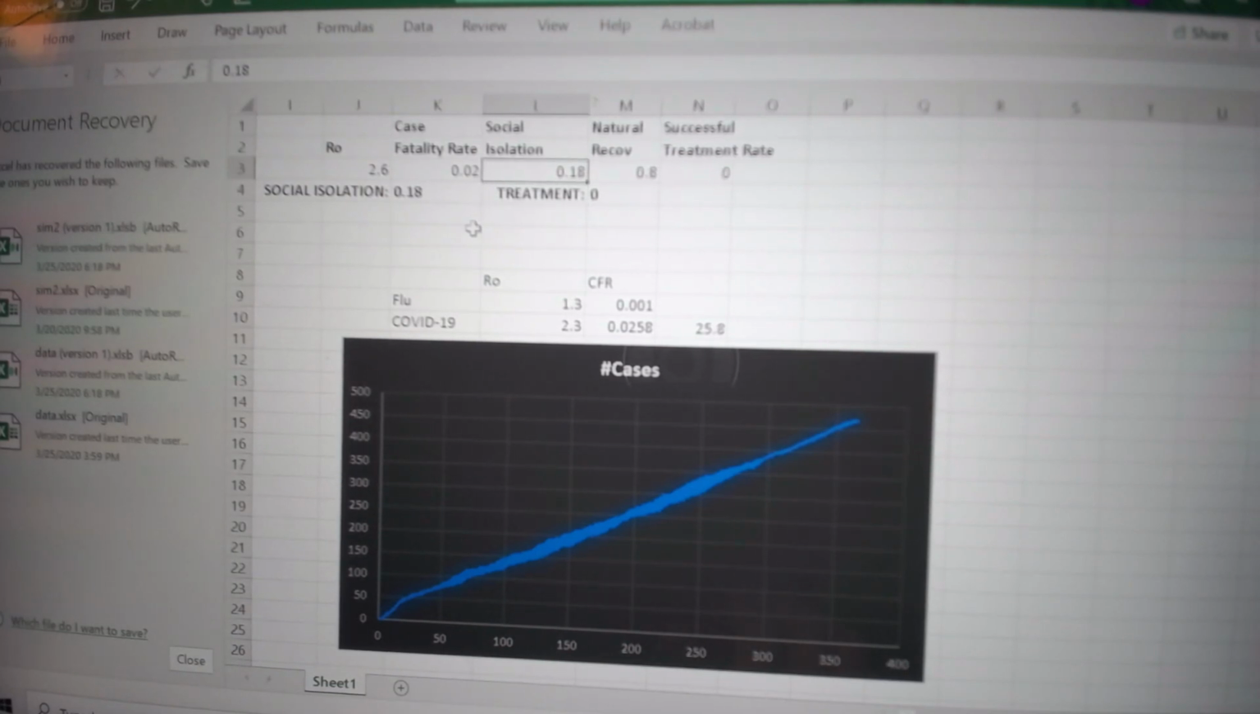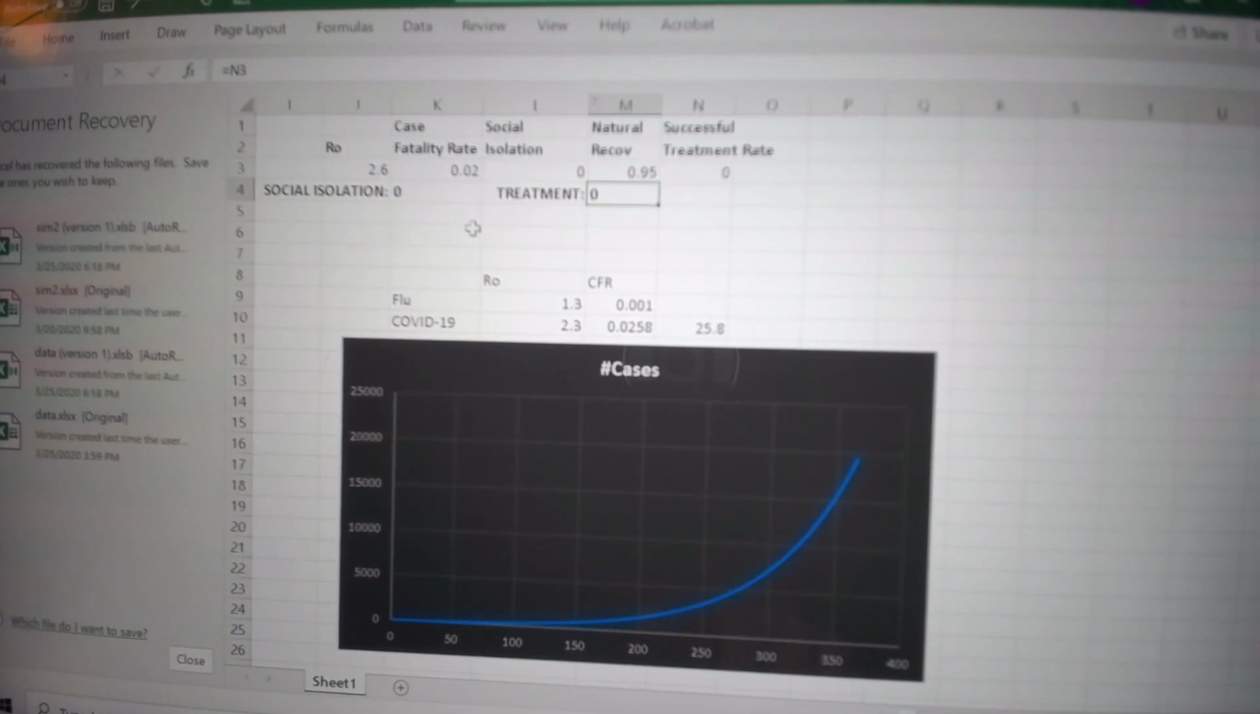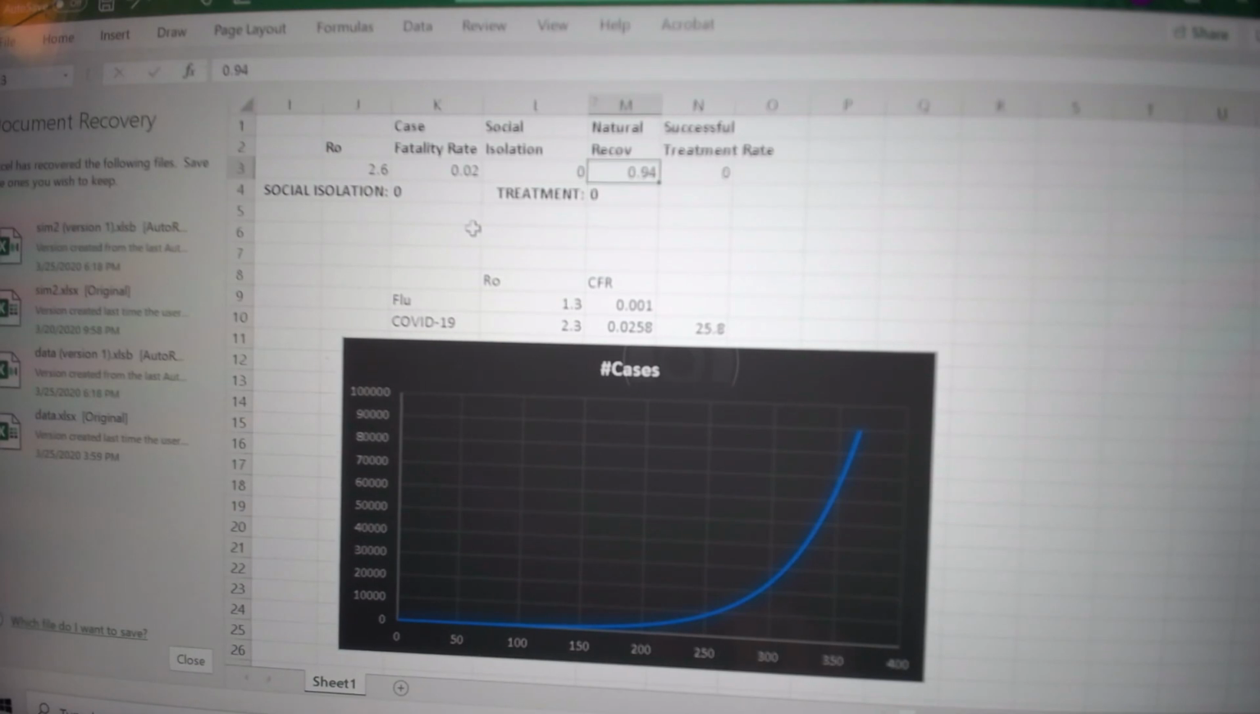Now, that is, again, a toy model. I don't want to stand behind any of these predictions, and please don't take these as in any way real predictions. But the problem is it's still increasing, and we have a natural recovery rate that might be low. So let's go back to zero social isolation, the do nothing model, and let's bring the natural recovery rate up to 95%. We still have a huge number of cases, just natural recovery with no morbidity that we don't know about. But the difference between 95% and 94% is huge.